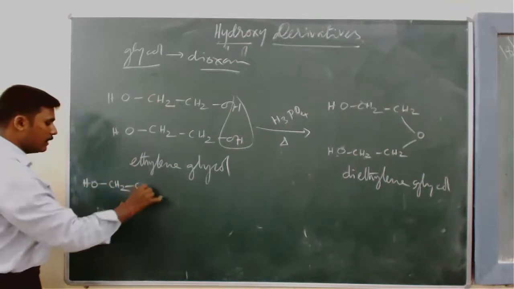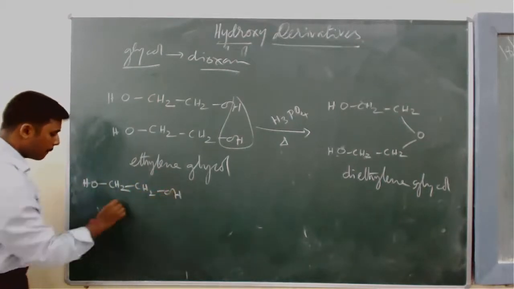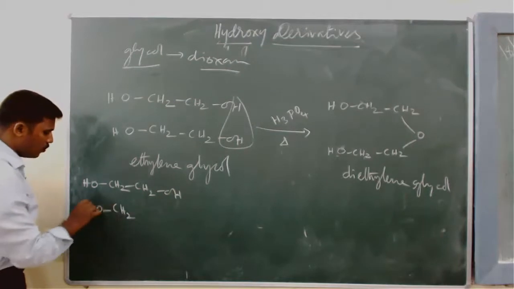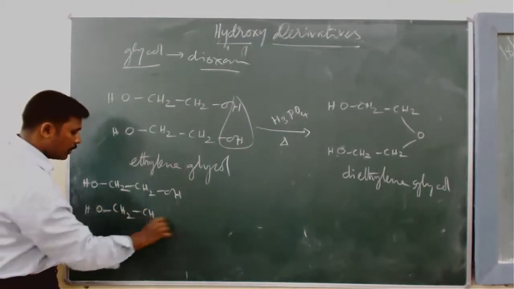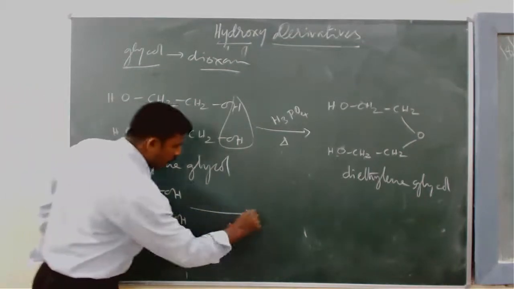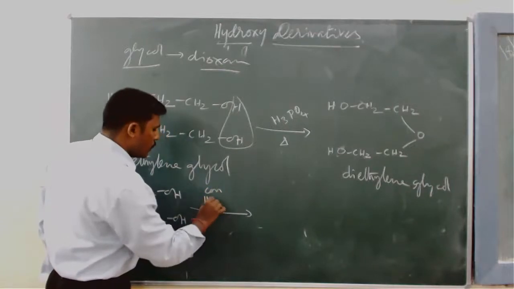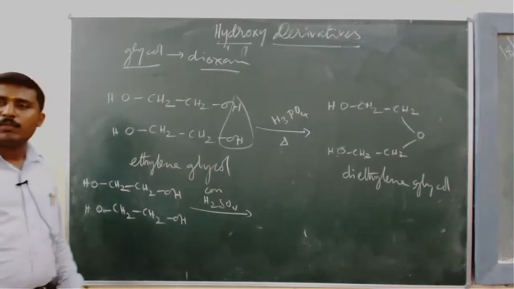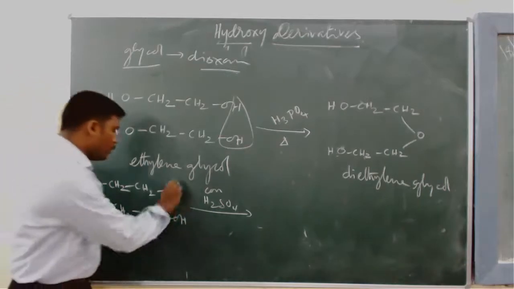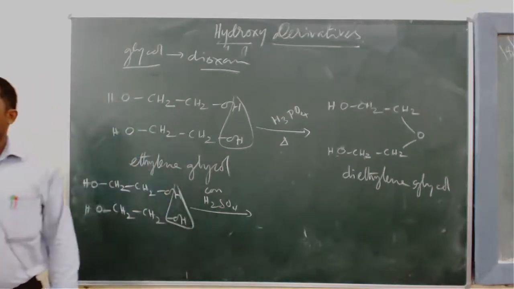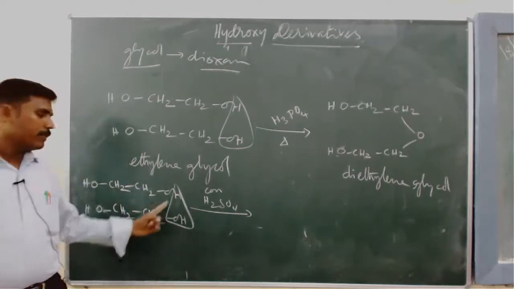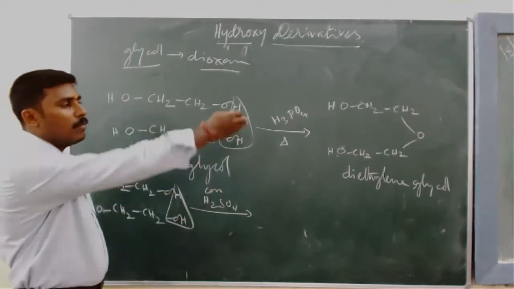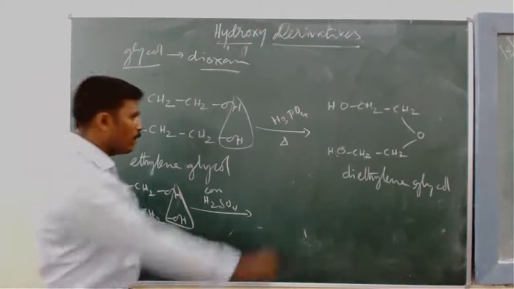CH2OH, CH2OH. I am going to add concentrated sulfuric acid. That's a dehydrating agent. Dehydrating agent means removal of water molecule. So you are going to remove the water molecule. Clear? So this O will come in the middle. So the very same compound, diethylene glycol.